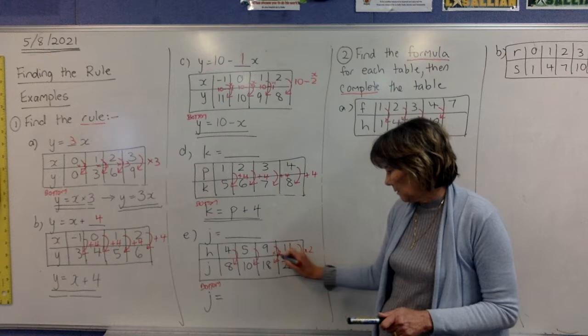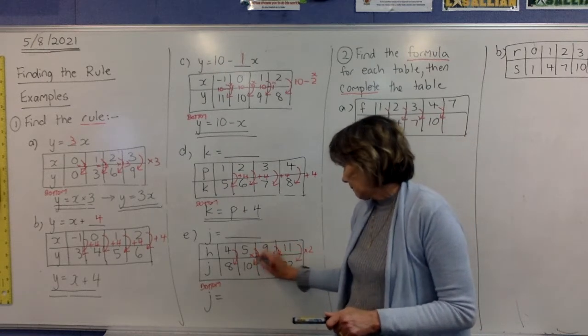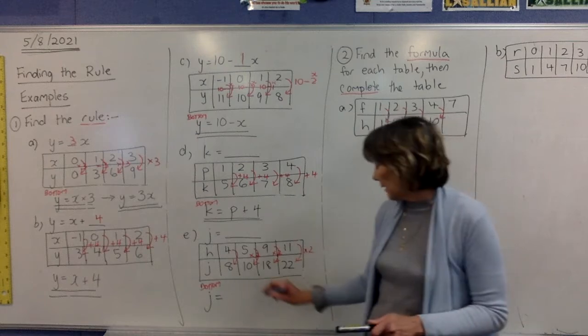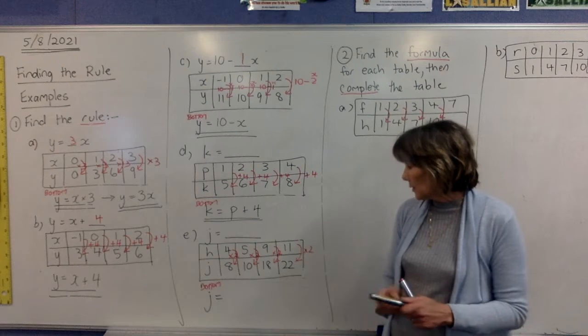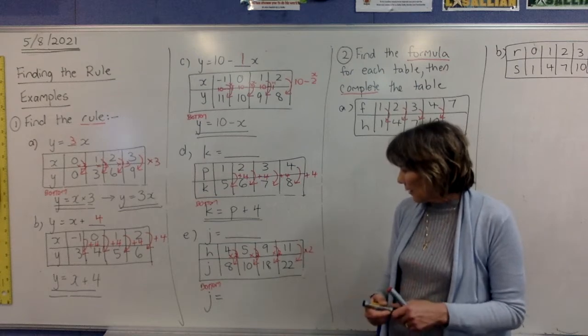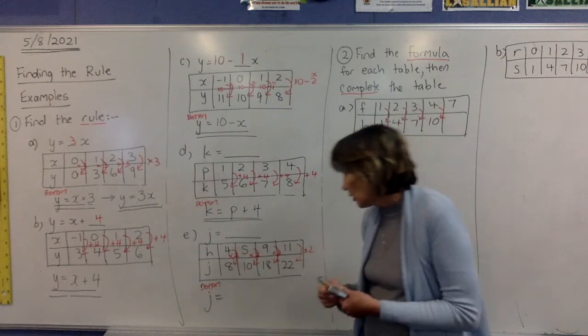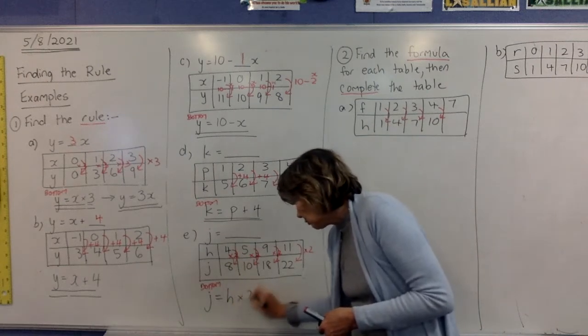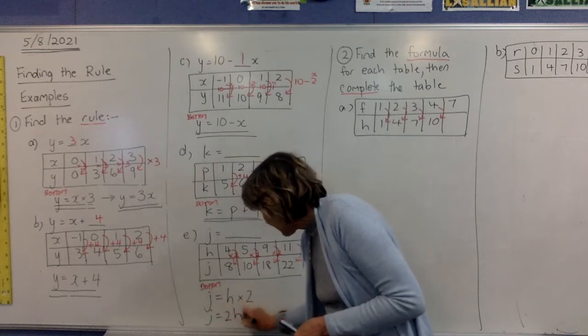Does it work here? 9 times 2 is 18, so it does work. 5 times 2 is 10, so that works. And 4 times 2 is 8, so that works. So that means our rule will be J equals whatever's on the top, which is our H, times by 2. So if you simplify that, you'll get J equals 2H.